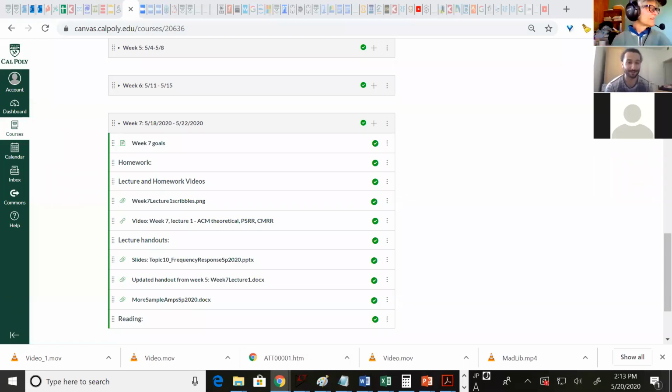I forgot to go back and make that automatic. Okay, so yeah, we'll be working off this more sample amps on PolyLearn.